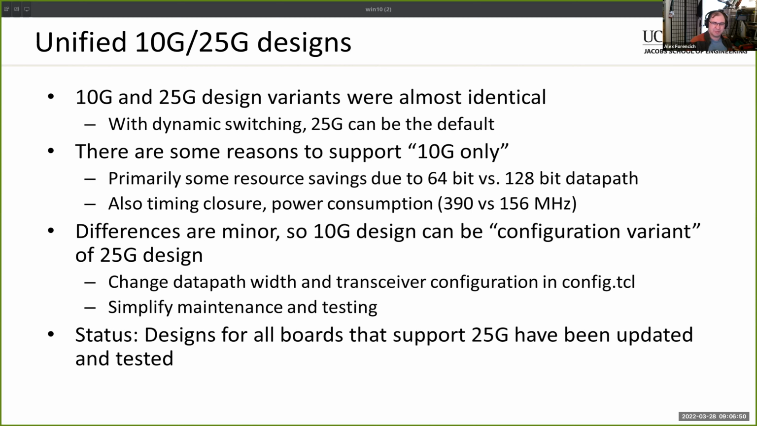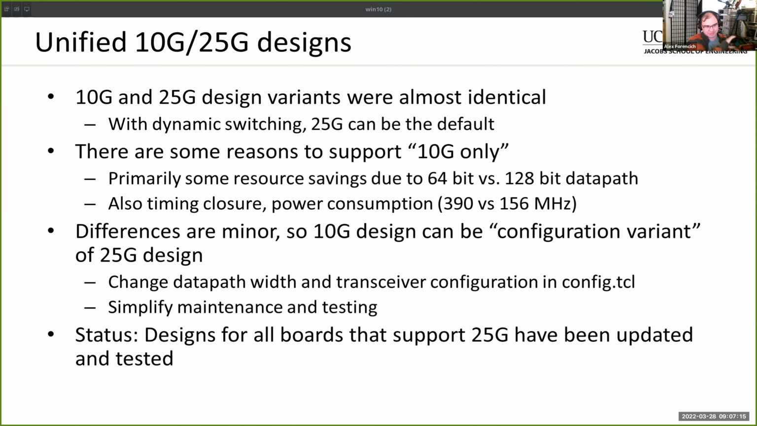But there are potentially some reasons that you'd want a design that's natively 10 gig, right? You have a slightly narrower data path, so slightly lower resource consumption. And also it's definitely easier to close timing at 156 megahertz versus 390. And the power consumption is going to be a little bit less. But the differences here are pretty minor. So that means a 10G design can be basically a configuration variant of the 25 gig design.